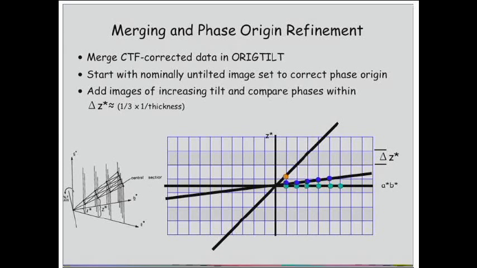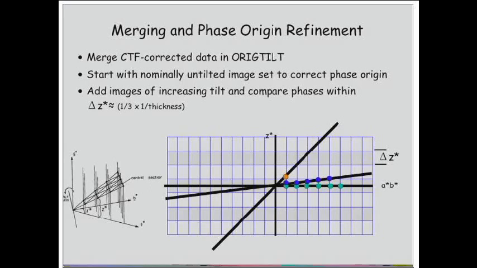Okay, so let's assume now that we've got estimates of our tilt axis and tilt angle. So we've got Z star values, we've indexed the spots, we've got HK values, we've got HK Z star values, and we've got amplitudes and phases now from a whole bunch of different images, and we need to bring those all together. So we've got to refine them all to a common phase origin. And in the MRC software, the program that does that is ORIGTILT.